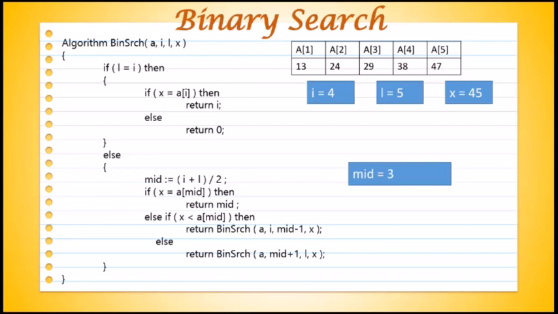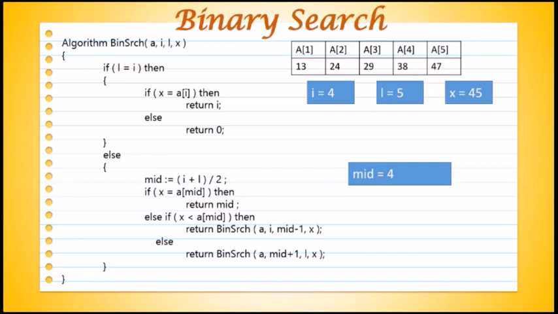So 4 is equal to 5. This condition is false. That means we will go again in the else part. So in the else part we are again checking the condition. Actually, we are assigning the new value to the mid. So I plus L, that is 4 plus 5 divided by 2. So this will be 4. So the new value of mid will be 4.